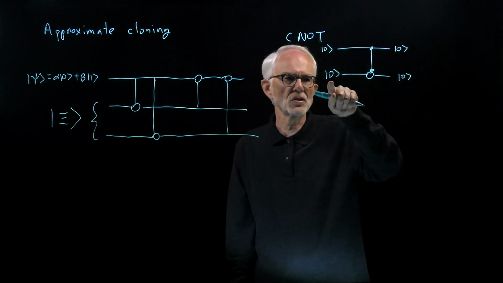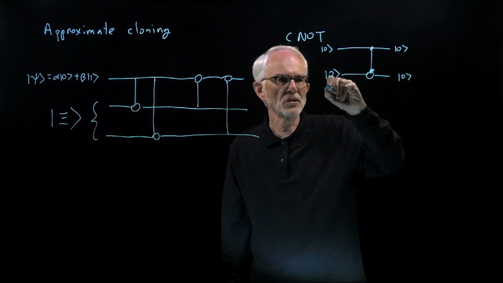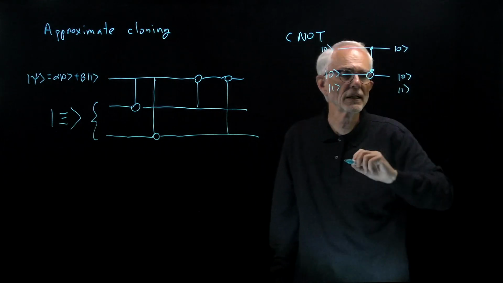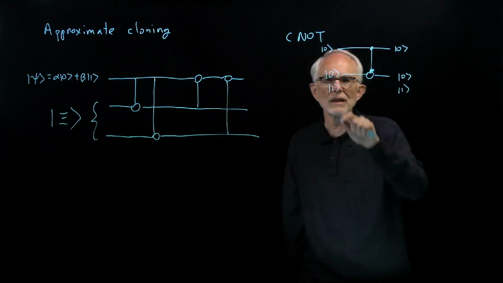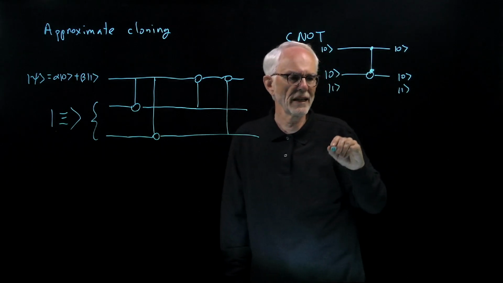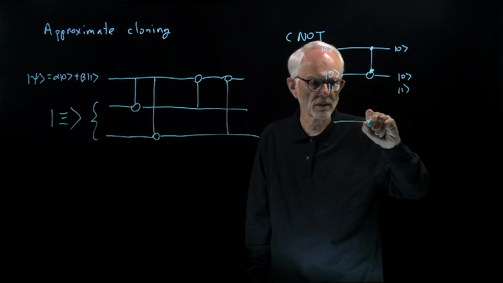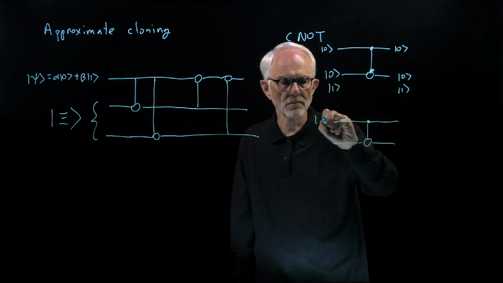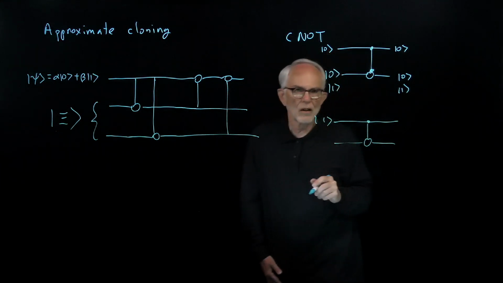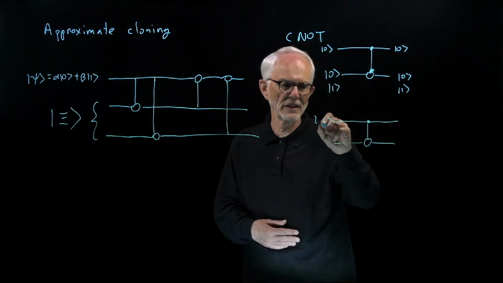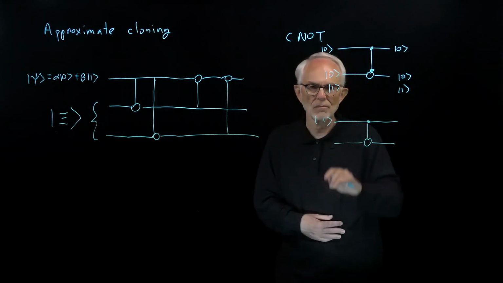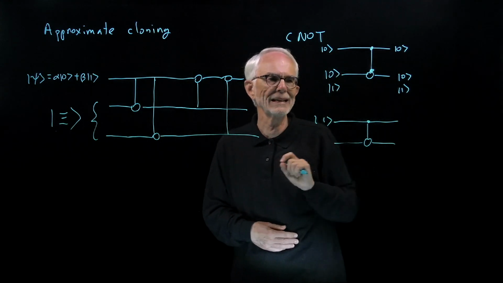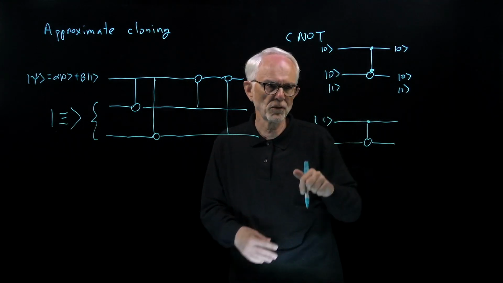So if this is a 1 down here, let me just do it like this. It's a 1 instead of a 0. What's going to come out is again a 1. But suppose now that instead of 0 on the upper line, I have a 1. Then things are going to be a little different. So now what's going to happen is it's going to flip the bottom qubit because the control is a 1. So if it's a 0, it doesn't do anything to the bottom qubit. If it's a 1, it flips the bottom qubit.